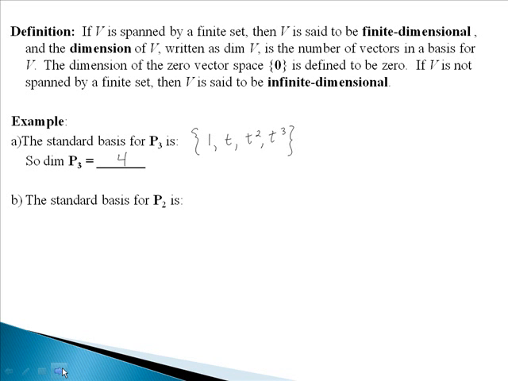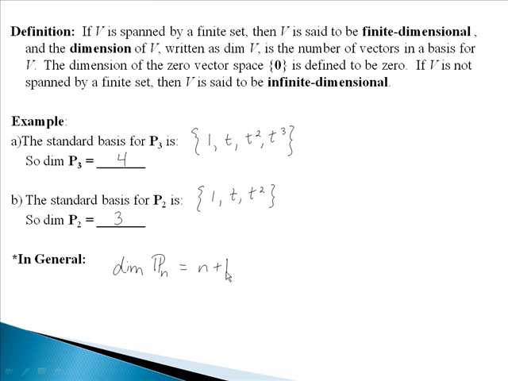Okay, likewise, the standard basis for P2, which is the set of polynomials with greatest exponent of 2, is the set containing the vectors 1, t, and t squared. So that has 3 vectors in the basis, which means that the dimension of P2 is 3. So in general, the dimension of our polynomial spaces, P sub n, is going to be n plus 1. And the space P of all polynomials, where we're not limiting what the highest exponent can be, is infinite dimensional.